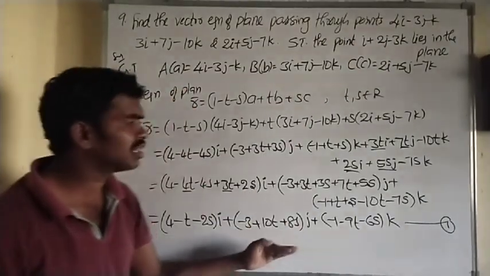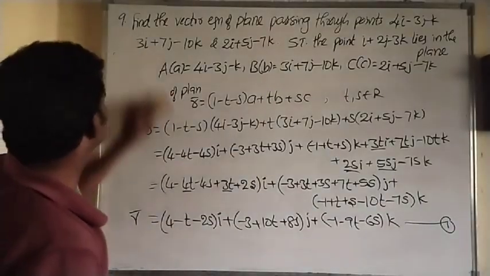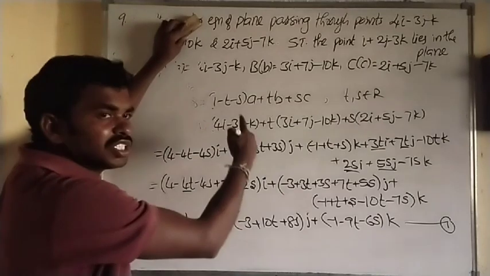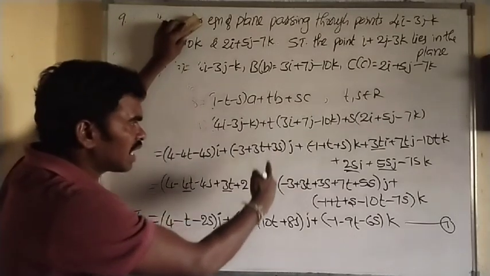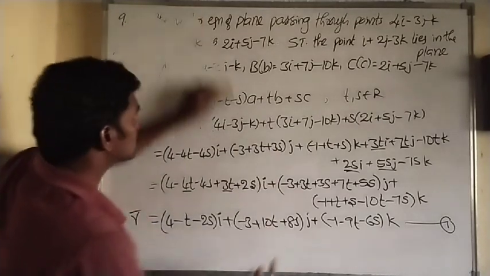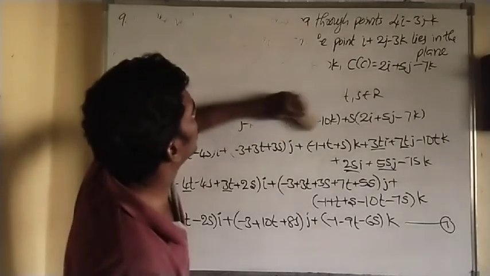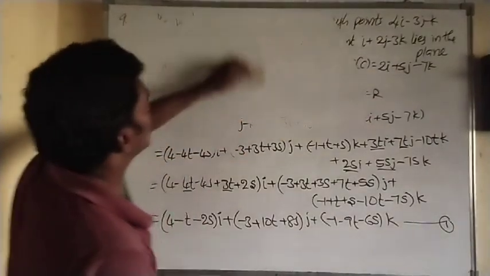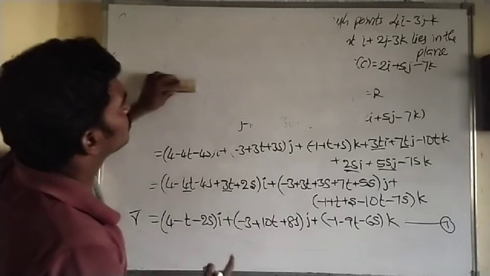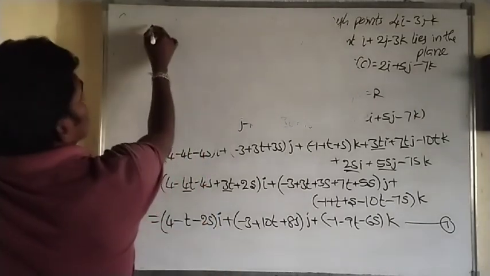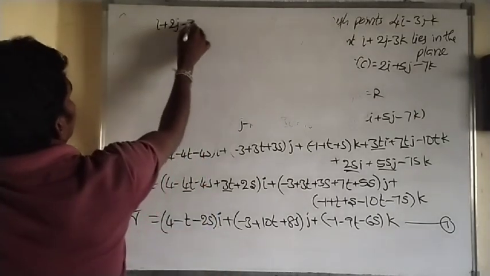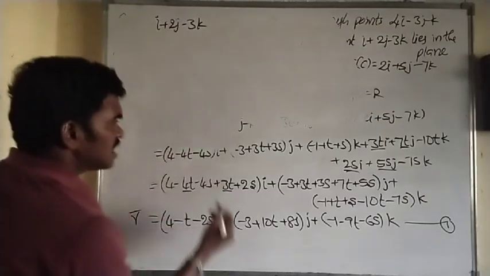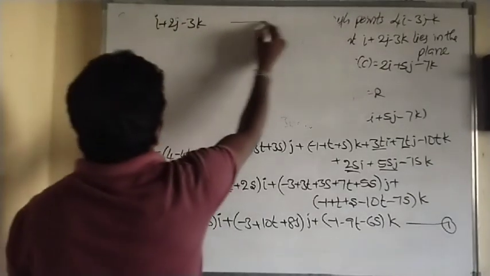It lies on this equation 1. To find that, first we used the formula for a plane passing through 3 points, substituted, and simplified to get this answer. Then we have to prove that a point, I plus 2j minus 3k, lies on this equation. So we take it as equation 2.